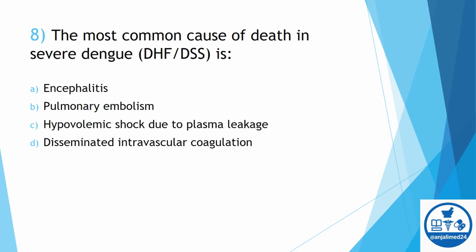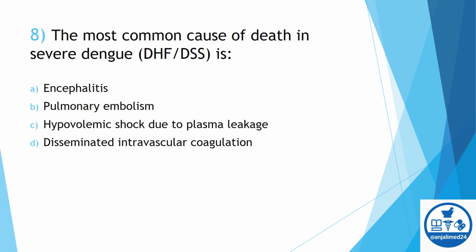The most common cause of death in severe dengue, DHF, is A. Encephalitis, B. Pulmonary embolism, C. Hypovolemic shock due to plasma leakage, D. Disseminated intravascular coagulation. So the correct answer is hypovolemic shock due to plasma leakage.